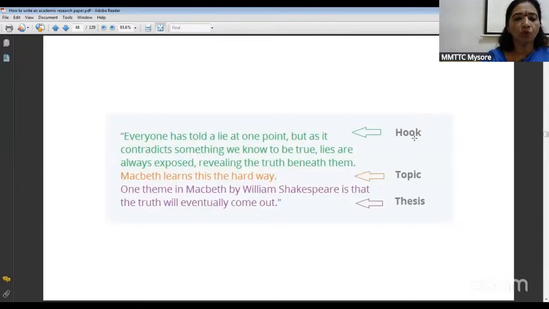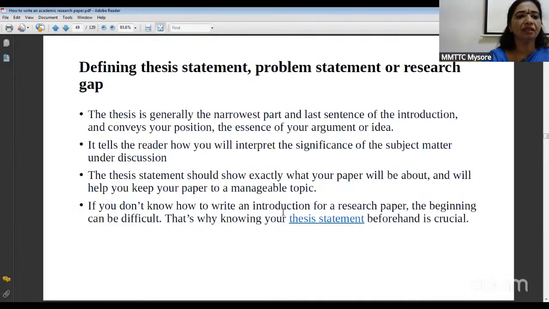So hooking, the topic, and also the thesis: these are the three important steps. Defining the thesis statement, problem statement or research gap is very, very important in writing the introduction. The thesis is generally the narrowest part and the last sentence of the intro. Thesis, I mean hypothesis. It conveys your position, the essence of your argument or idea. It tells the reader how you will interpret the significance of the subject matter under discussion.